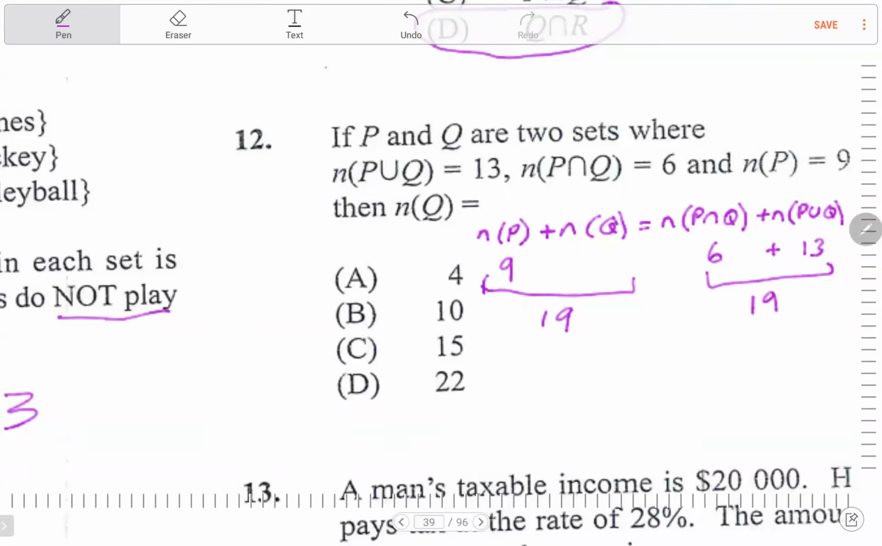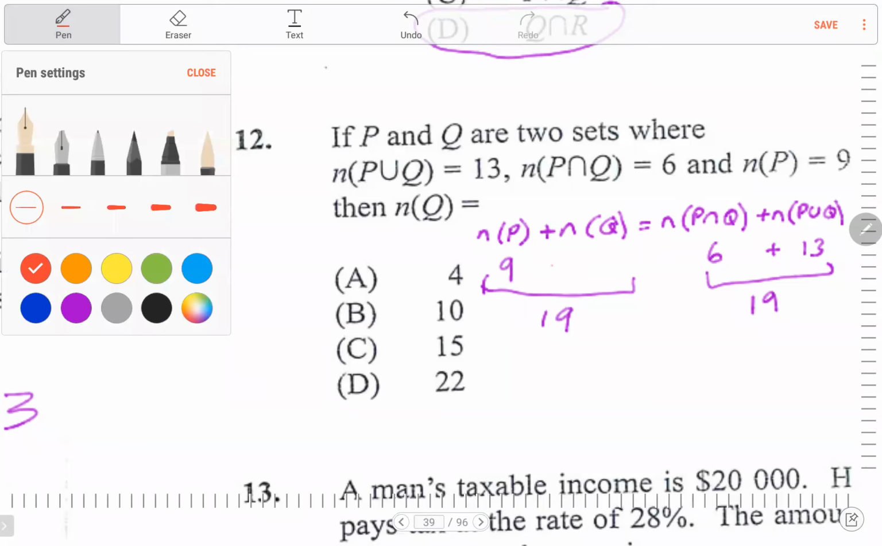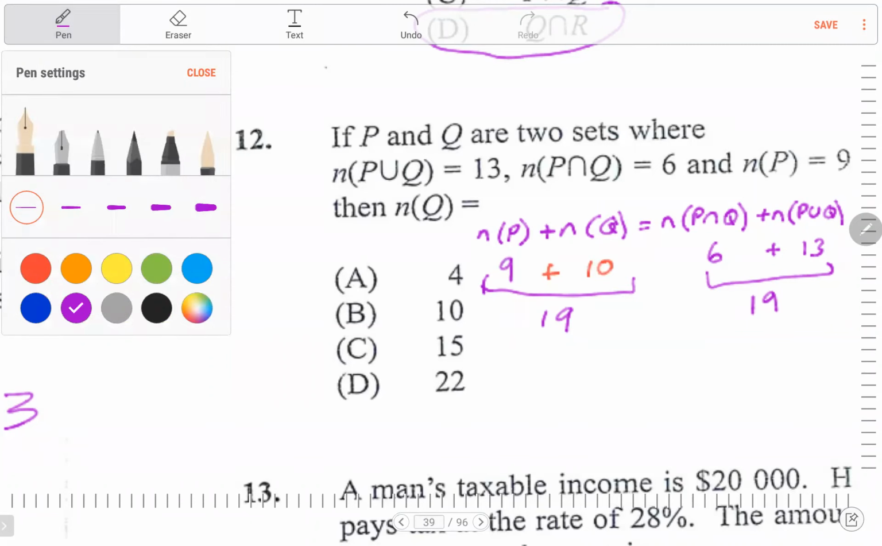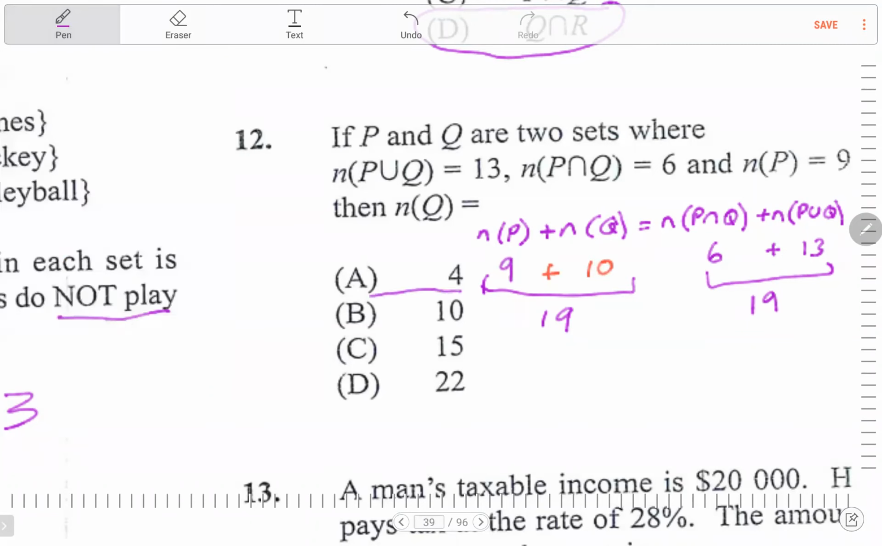Then you need 10 to make 19. You need 10. And that's it. The number in Q must be 10. As simple as that. And that's it.